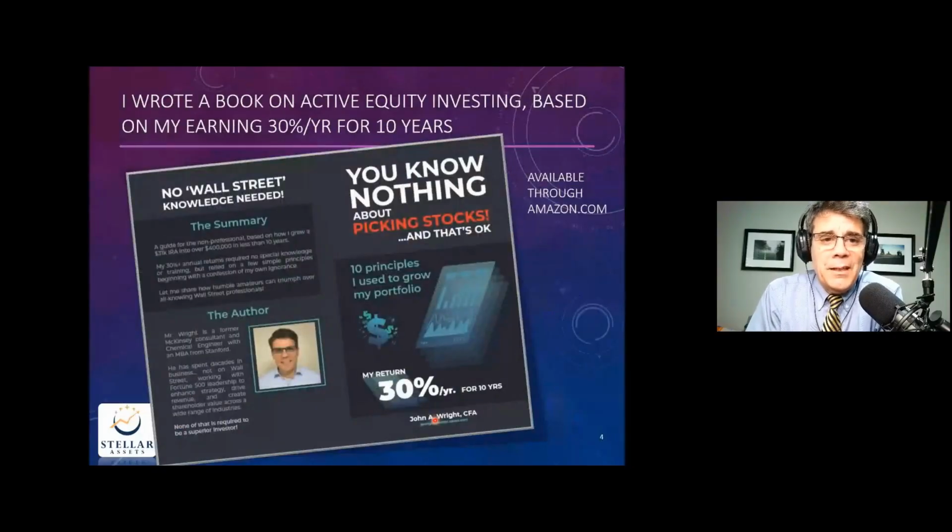I'm an author. I wrote a book on active equity investing, and hopefully the title is not too offensive. You know nothing about picking stocks, and that's okay. Don't feel bad if you relate to that. Most people, most professionals don't know how to pick stocks either. They don't have a clue. But this book started me down the path of asset management.